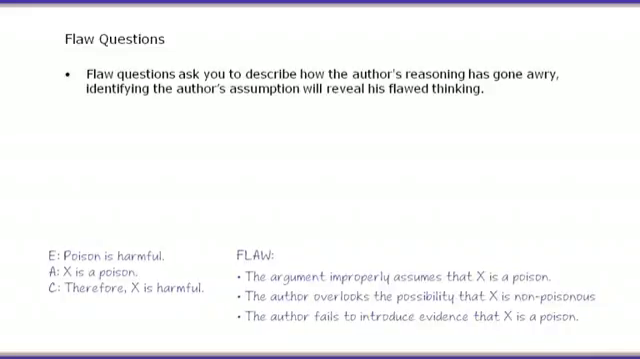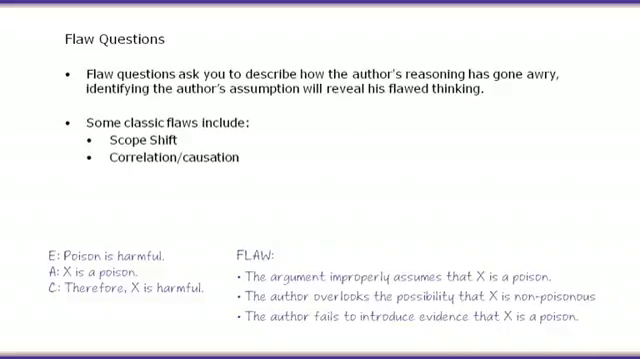There are certain classic flaws that appear on the GMAT time and time again. Recognizing these flawed argument patterns will improve your efficiency. The most common GMAT flaw is the straightforward scope shift, where the evidence does not properly support the conclusion. Another classic flaw is the correlation-causation fallacy. The author introduces evidence showing that two things are happening together. From this, the author concludes that one is causing the other.